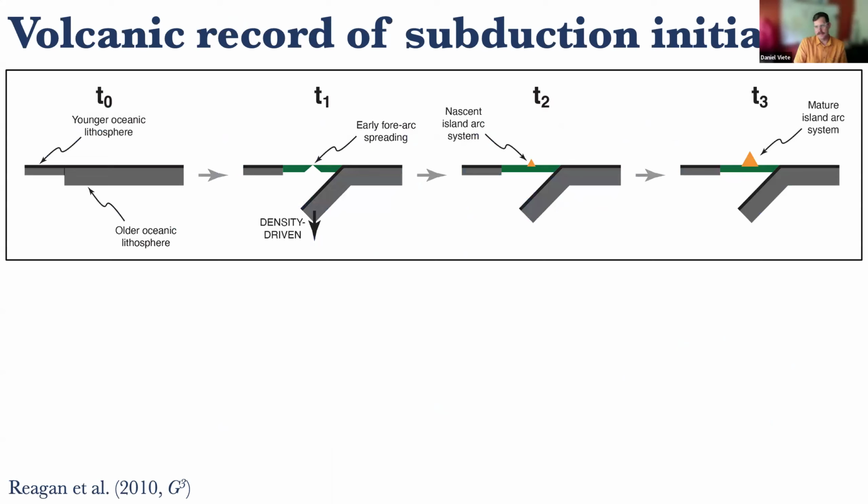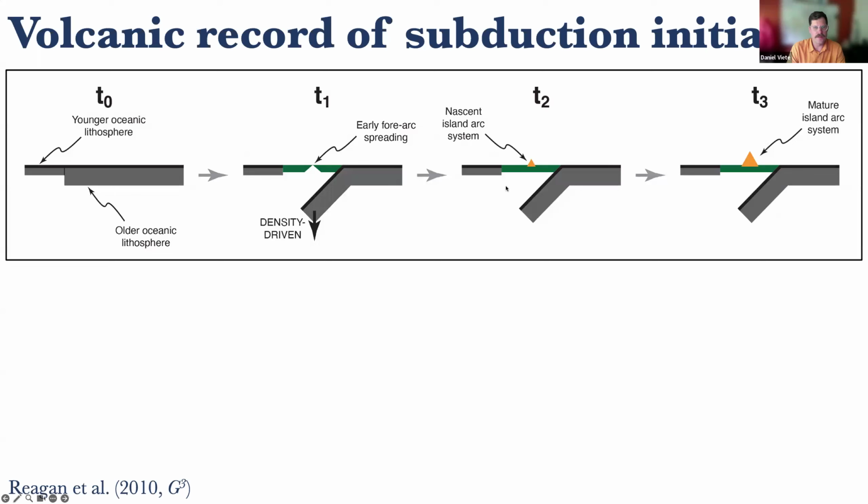What they meant by this is, here is a schematic which shows how subduction initiation is thought to progress. There is the initiation of subduction, and the first event at T1 is some seafloor spreading in the forearc region, creating this forearc oceanic tract. And as the system evolves, you get some arc magmatism and these nascent island arc systems, and eventually a mature island arc system is overprinted.